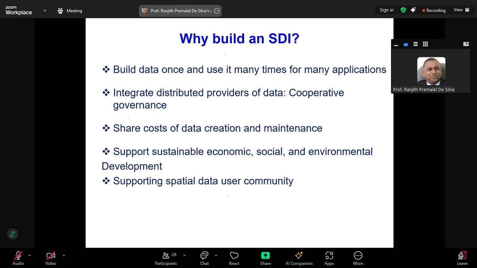So therefore, supporting the spatial data user community, creating awareness, creating a good value chain for the industry, creating collaborations and information sharing, and then having formal and informal training opportunities would be very useful for the betterment of the entire spatial data community.